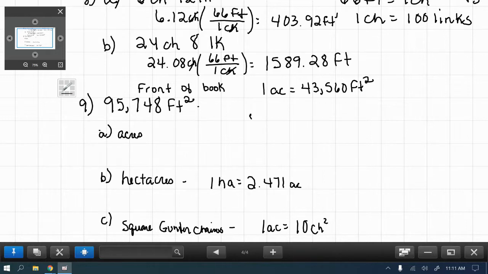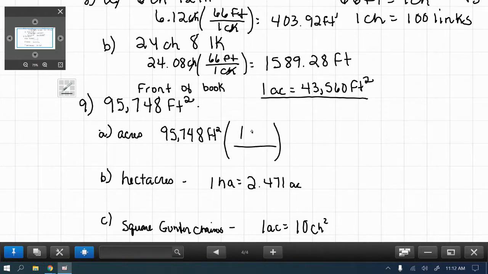Okay. So I put the conversions up top for this one. So in the front of the book, 1 acre equals 43,560 square feet. So if we're given square feet, and I want the answer in acres, I'm going to write it here. And the answer's in acres, so 1 acre goes on top.